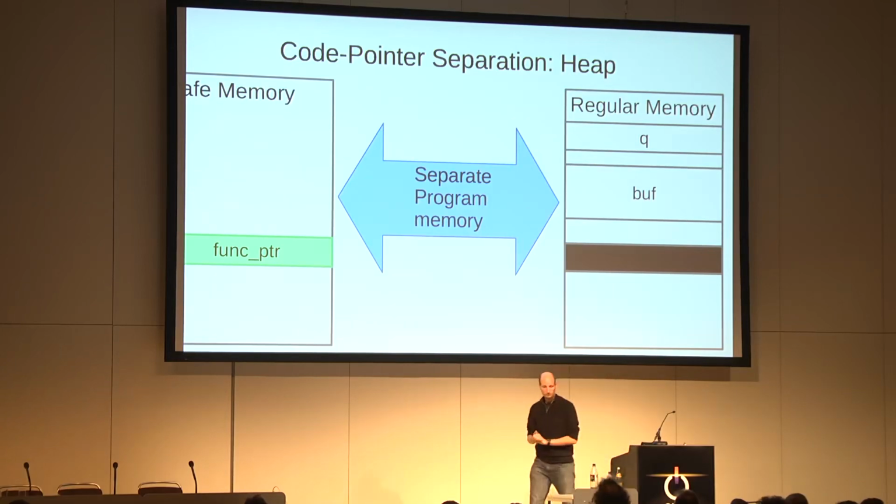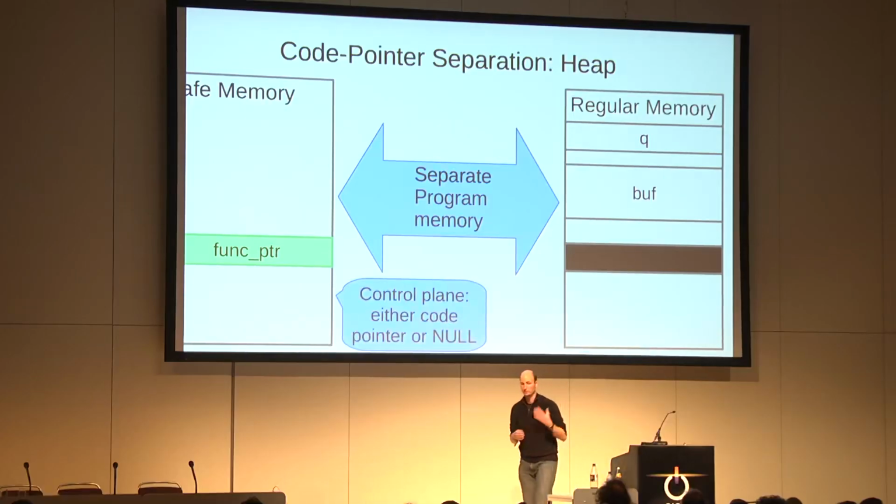So safe memory contains all the safe code pointers. Regular memory contains everything else. Just that memory locations for the function pointers are not used. The memory layout itself is unchanged. So in the place where a code pointer was before, there will just be an unused block.